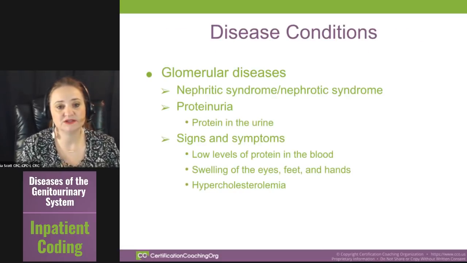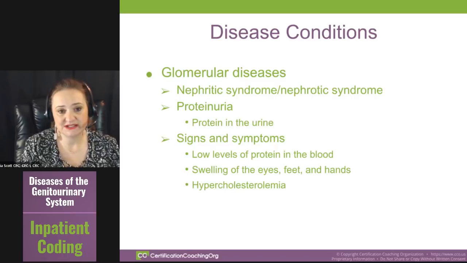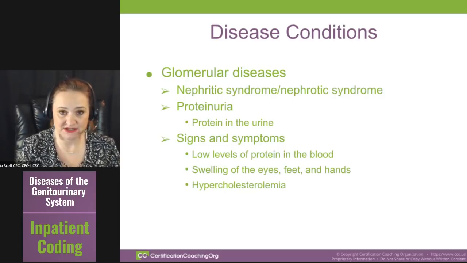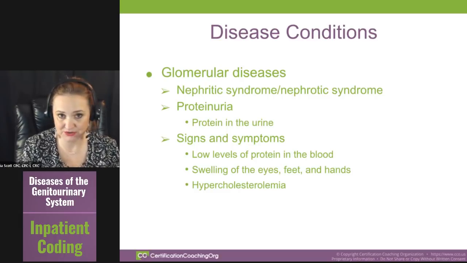One of them is called glomerular disease. Now, this is specific to the kidneys, and this is nephritic syndrome or nephrotic syndrome. It's kind of synonymous. If you're going to go see a specialist for your kidneys, you see a nephrologist. And that's how you'll remember that anything to do with the kidneys or the urinary system will start with an N. Those codes are going to be N codes.